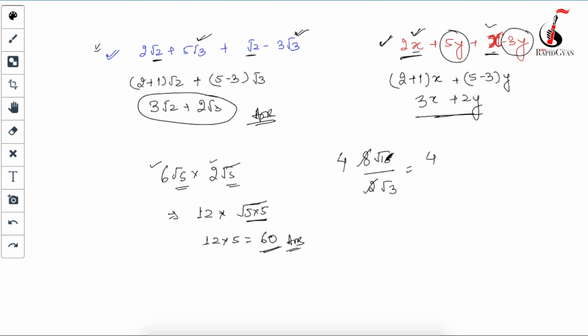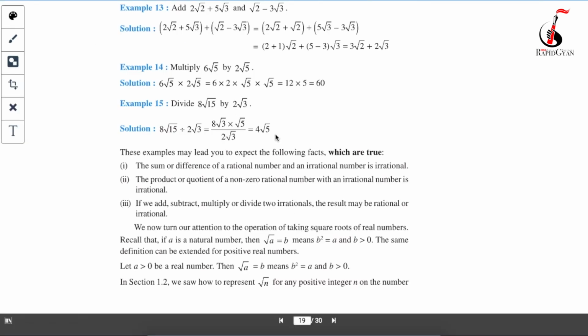Then under root, this is under root 15, this is under root 3. So can you find the factors of 15? So factors of 15 are 3 and 5, 3 into 5. So this under root 15, I can write it under root 3 multiplied by under root 5, correct? And it's divided by under root 3. So this under root 3 cancelled out. My answer is beta 4 under root 5. That's my answer. Check here. See, your answer is 4 root 5.